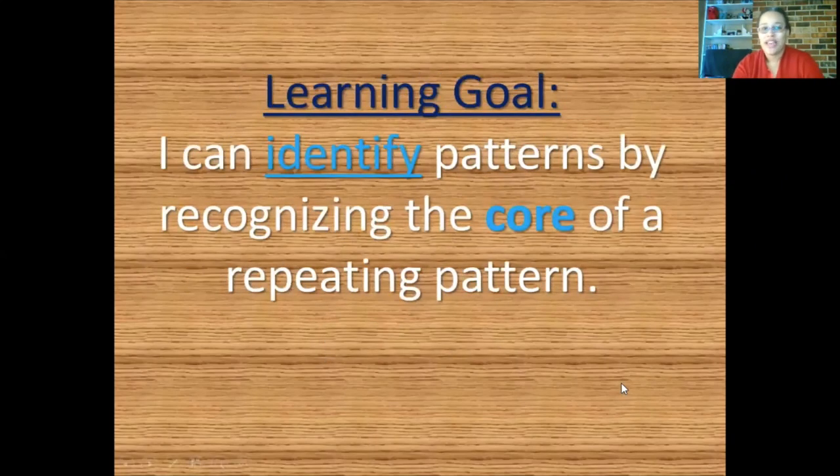Our learning goal for today is I can identify patterns by recognizing the core of a repeating pattern. I think we've seen that word identify. Identify means to look, recognize. So we're looking at patterns, recognizing patterns by the core of a repeating pattern. Keep those words in your brain because we're going to be using them a lot today, even all throughout the week.